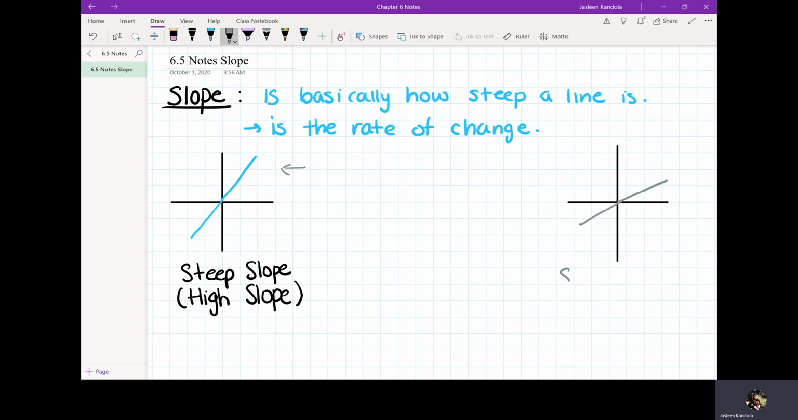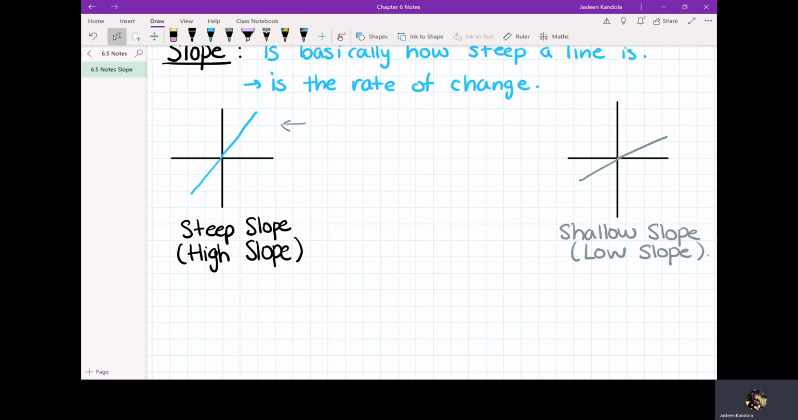So we would say shallow slope. So this is known as low slope. So slope is referred to the change in the vertical axis compared to the horizontal change, right? And then we will look at the other way of a slope.